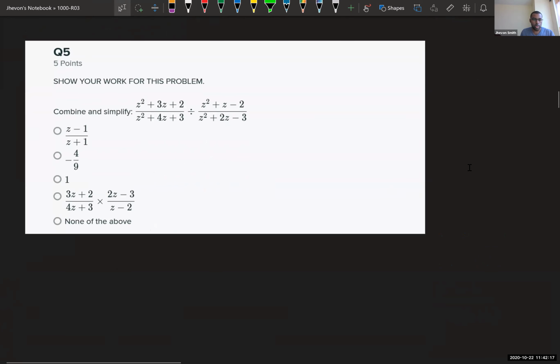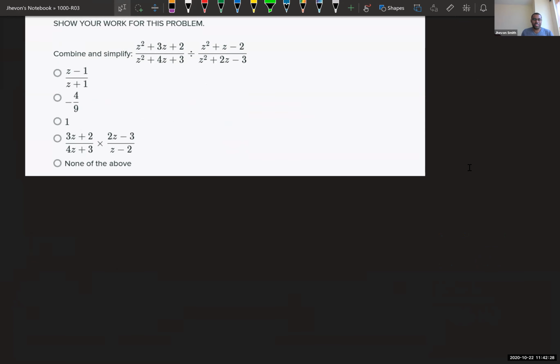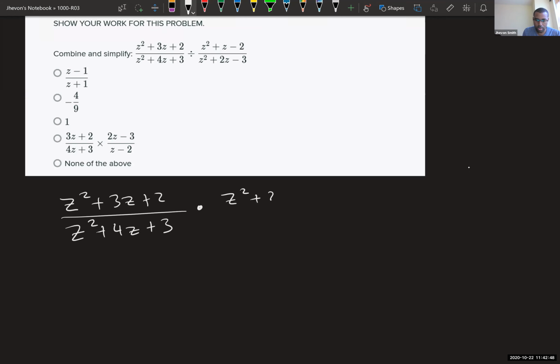So for this, we know the fractions are being divided, so do the whole keep, change, flip idea. So we're going to keep the first one. Change this to a multiplication and flip the second one.